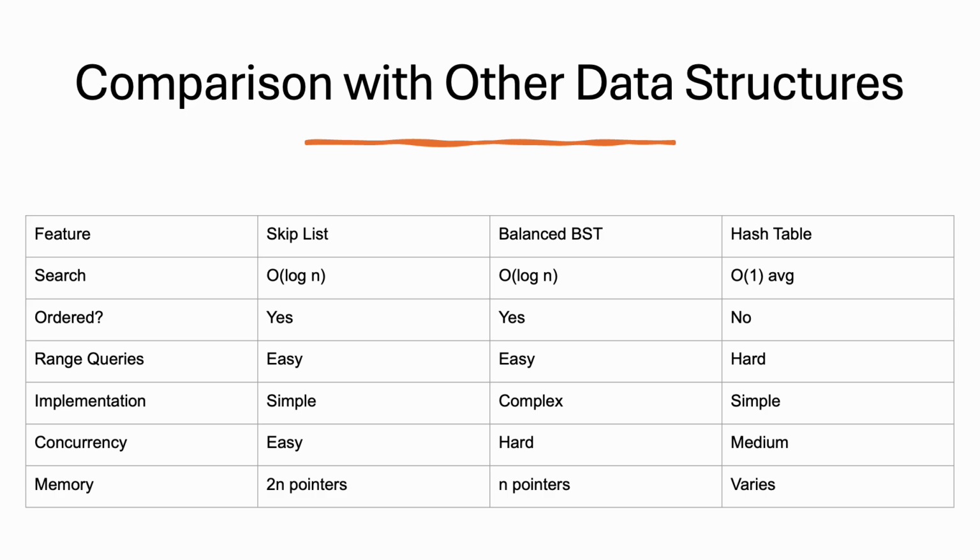Skip lists are excellent because lock-free implementations are possible, and this is much harder with balanced binary search trees. The trade-off is memory. A skip list uses about 2n pointers, while binary search trees use n pointers. Hash tables depend heavily on the implementation.